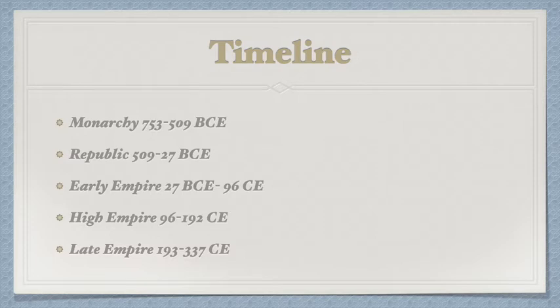That will move us on to the early empire, 27 BCE to 96 CE, and this starts with the rule of Augustus. He reigned from 27 BCE to 14 CE, and this continues until the end of the Flavian dynasty.